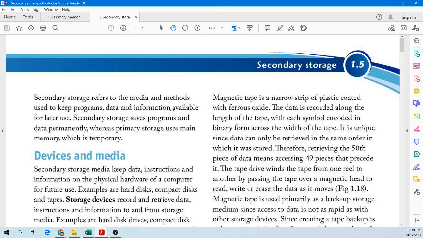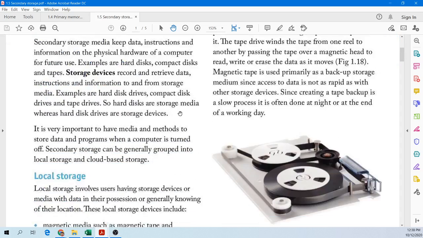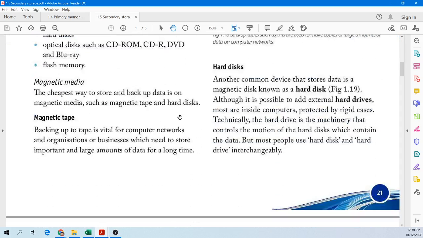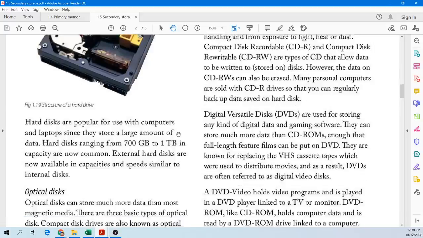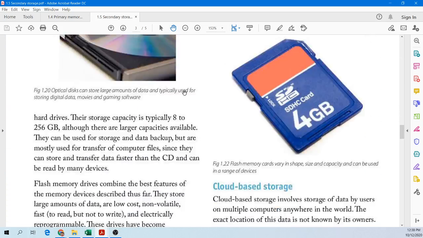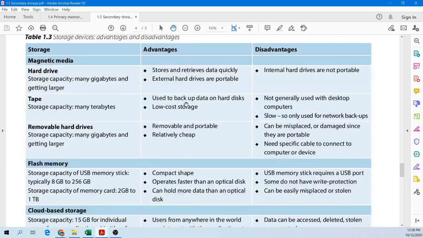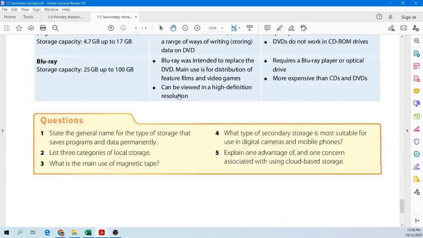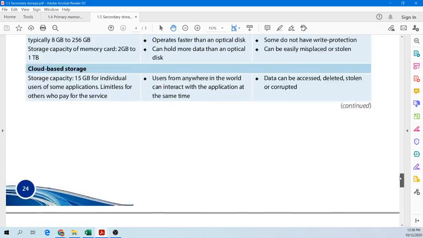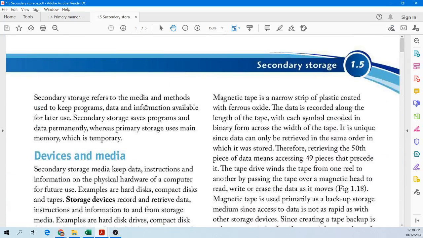So today we'll be looking at what is secondary storage. We will be looking at the types of secondary storage and basically the different media that would fall under that type of storage. So hopefully we get to finish everything in today's class.